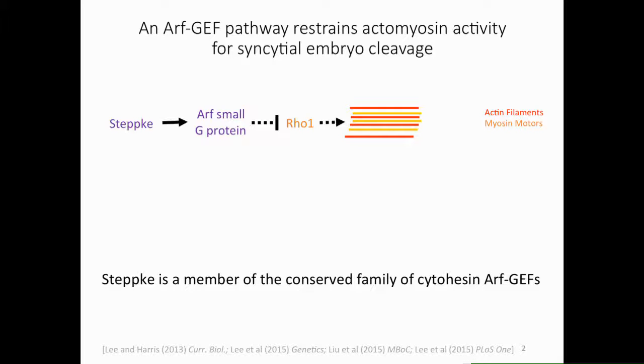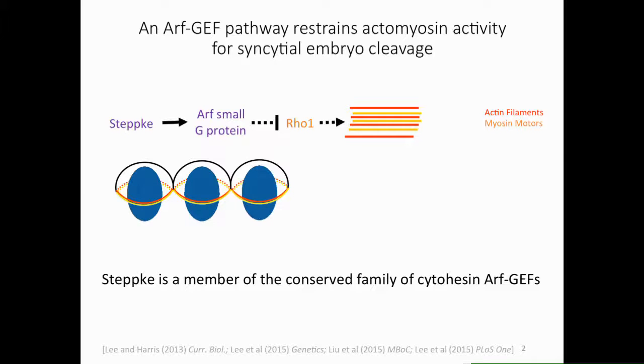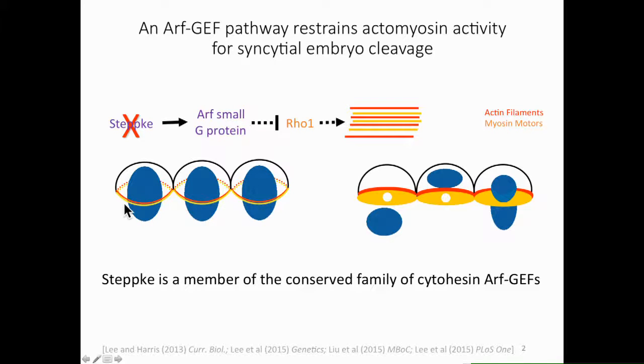Now, Stepkey is a member of the conserved family of Arf-GEFs, and Hoon was studying Stepkey during the early cleavages of the Drosophila embryo. During this stage, furrows from the plasma membrane come in to separate individual nuclei to form cells, and at the base of these nuclei there is an enrichment of actomyosin networks. When Hoon depleted these embryos of Stepkey, he saw a drastic expansion of these actomyosin networks that led to various disruptions during embryogenesis, such as premature cell division.